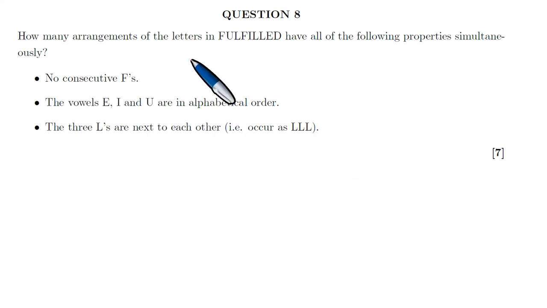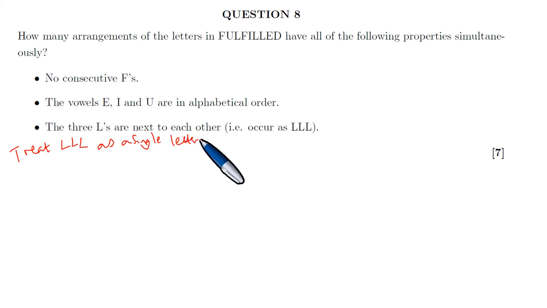Let's look at this. So we're asking how many arrangements of the letters in fulfilled have all the following properties. Right. So the easiest way is to always say those letters that are grouped together. So those ones become the easiest. So now you deal with them as one object. Like in this case, the three L's, they're actually put together. So now, the first thing is to treat LLL as a single letter. Okay, it's easier. So how many letters are you left with?